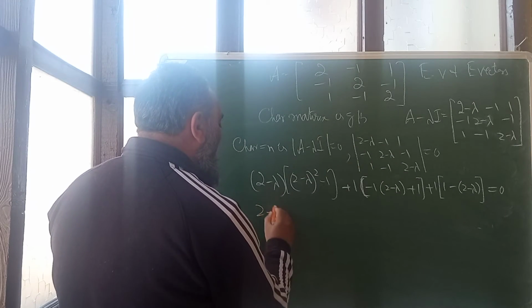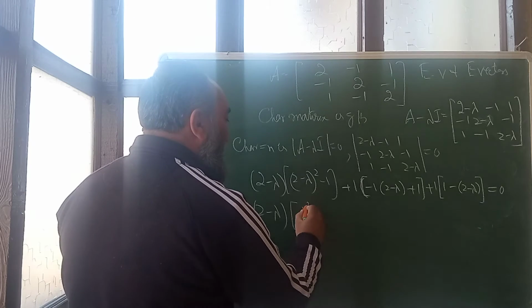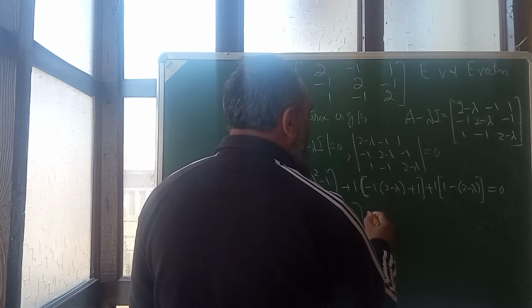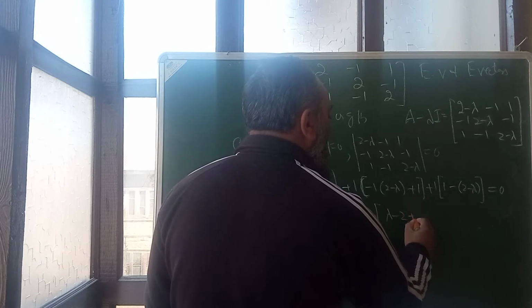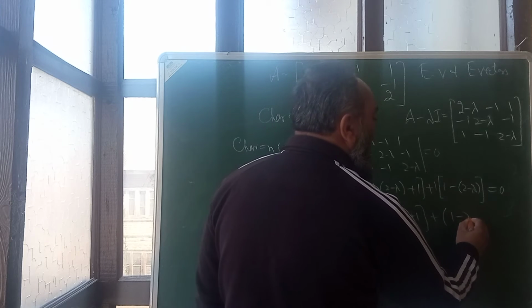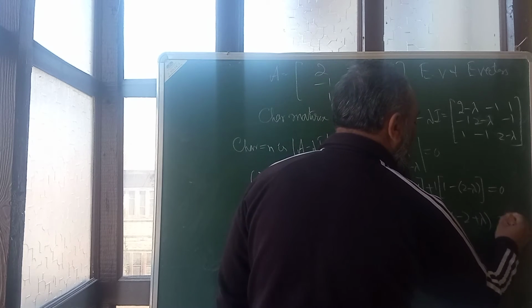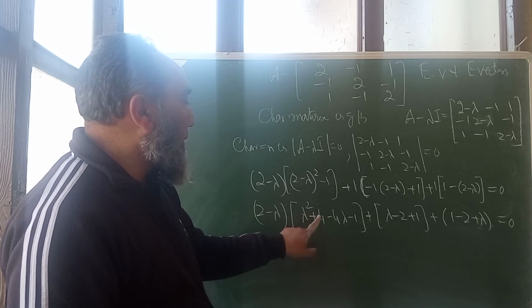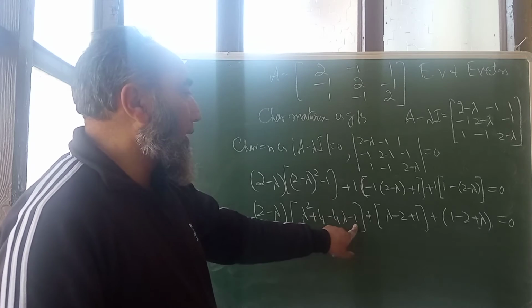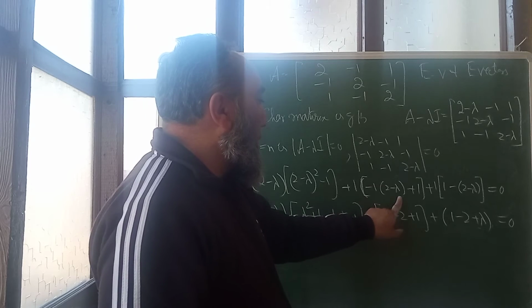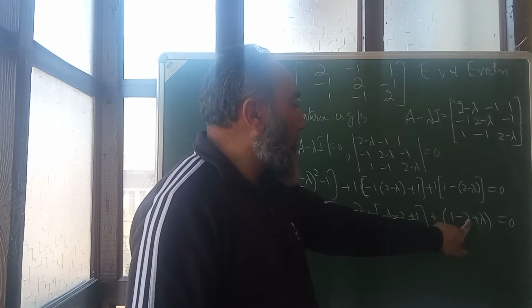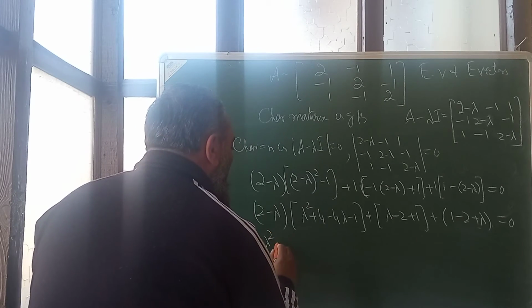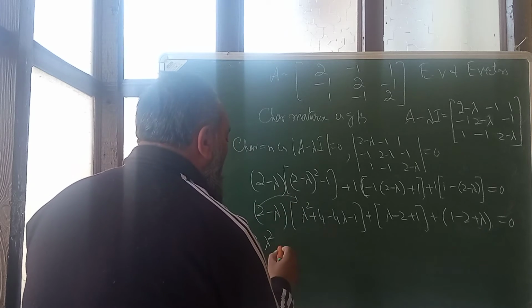So this is 2 minus lambda, lambda square plus 4 minus 4 lambda minus 1. Then lambda minus 2 plus 1. Then 1 minus 2 minus minus plus lambda equal to 0. 2 minus lambda, 2 minus lambda whole square is a square plus b square minus 2ab, minus 1. Then minus 2 plus lambda plus 1. Then 1 minus 2 and plus lambda. Or you can have 2 lambda square, multiply by 2 first.